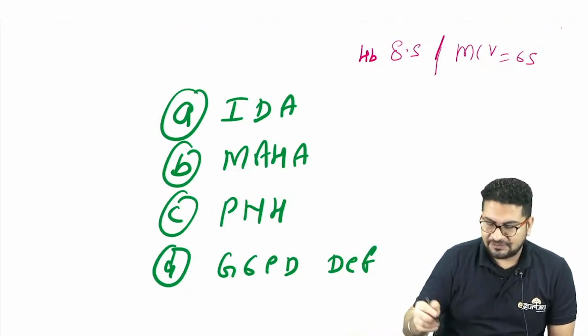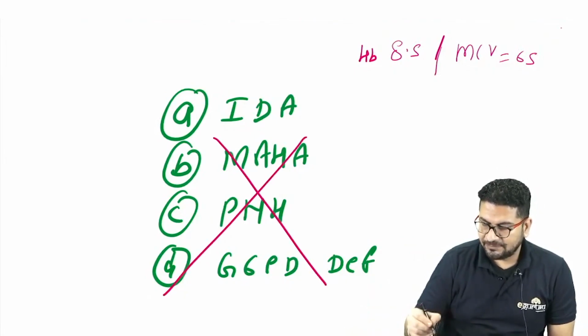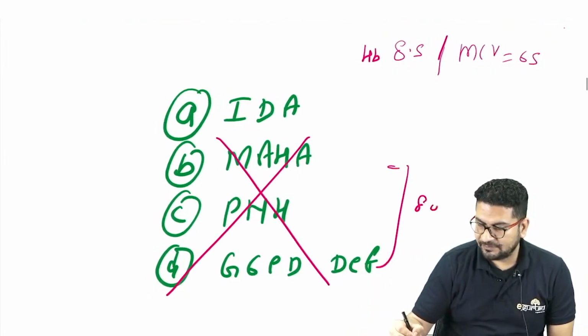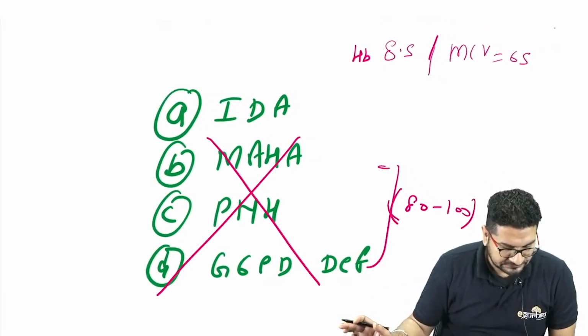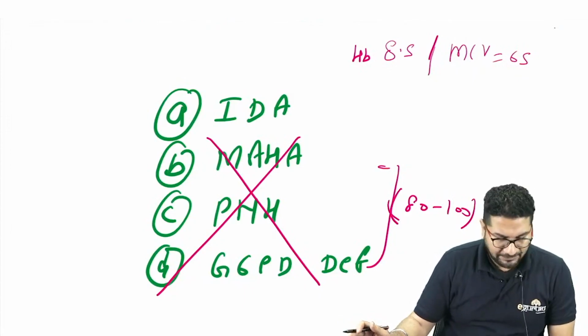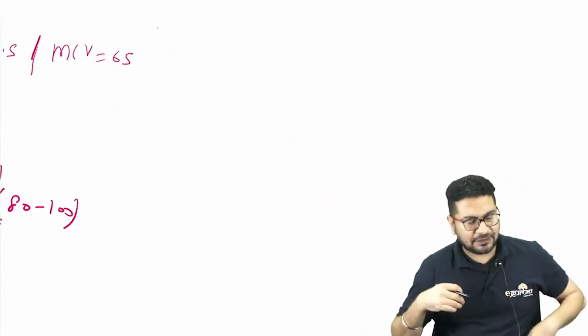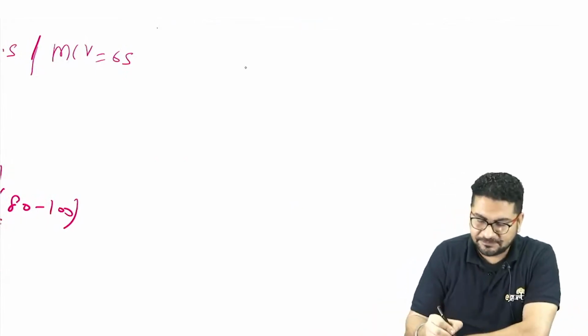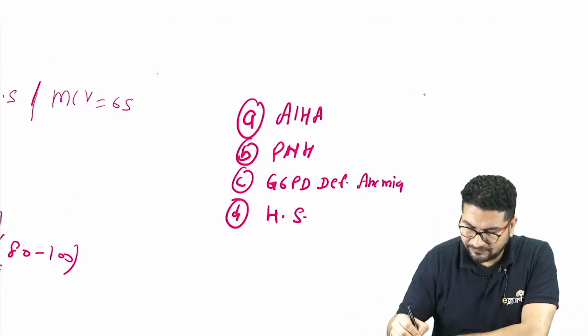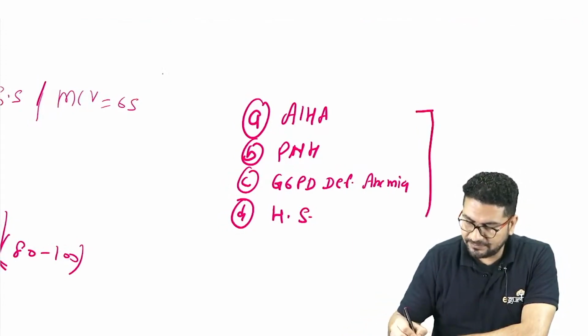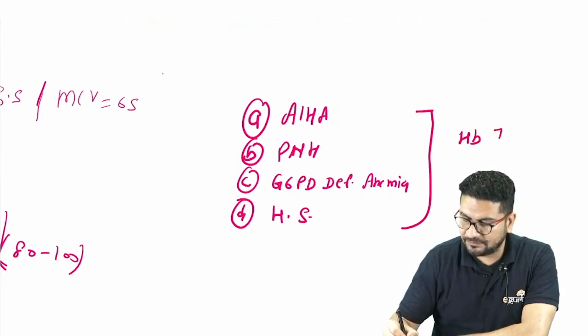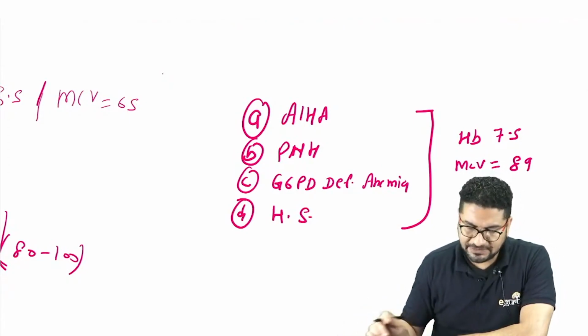You should remember this. So these three cannot be the answer. Why? Because in these three, MCV will be in the range of 80 to 100. Am I clear? Hematology is a purely conceptual subject, as I always tell you. So if I say one more, a 5-year-old boy has a hemoglobin value of 7.5 and MCV in the range of 89.